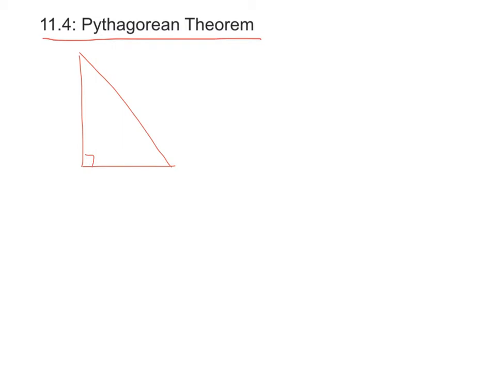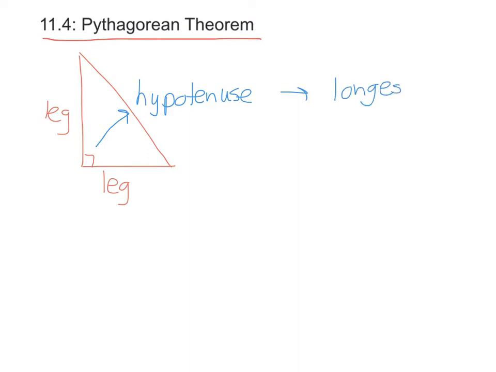You'll remember that a right triangle has one right angle, and then we call the two sides legs. The two sides that are touching the right angle are the legs of the right triangle. And the side that is across from the right angle is called the hypotenuse. And the hypotenuse is always going to be the longest side. It has to be the longest side of the right triangle. It's always the one that is across from the right angle, not touching the right angle, but across from it.